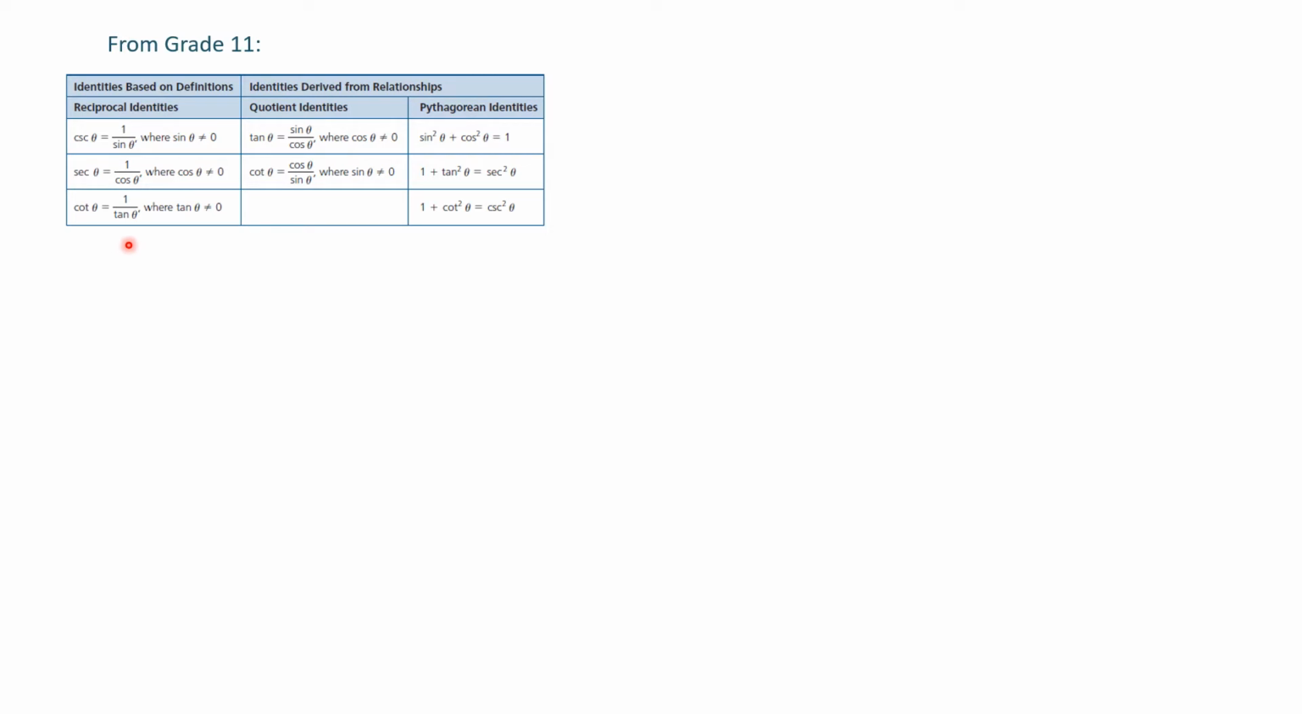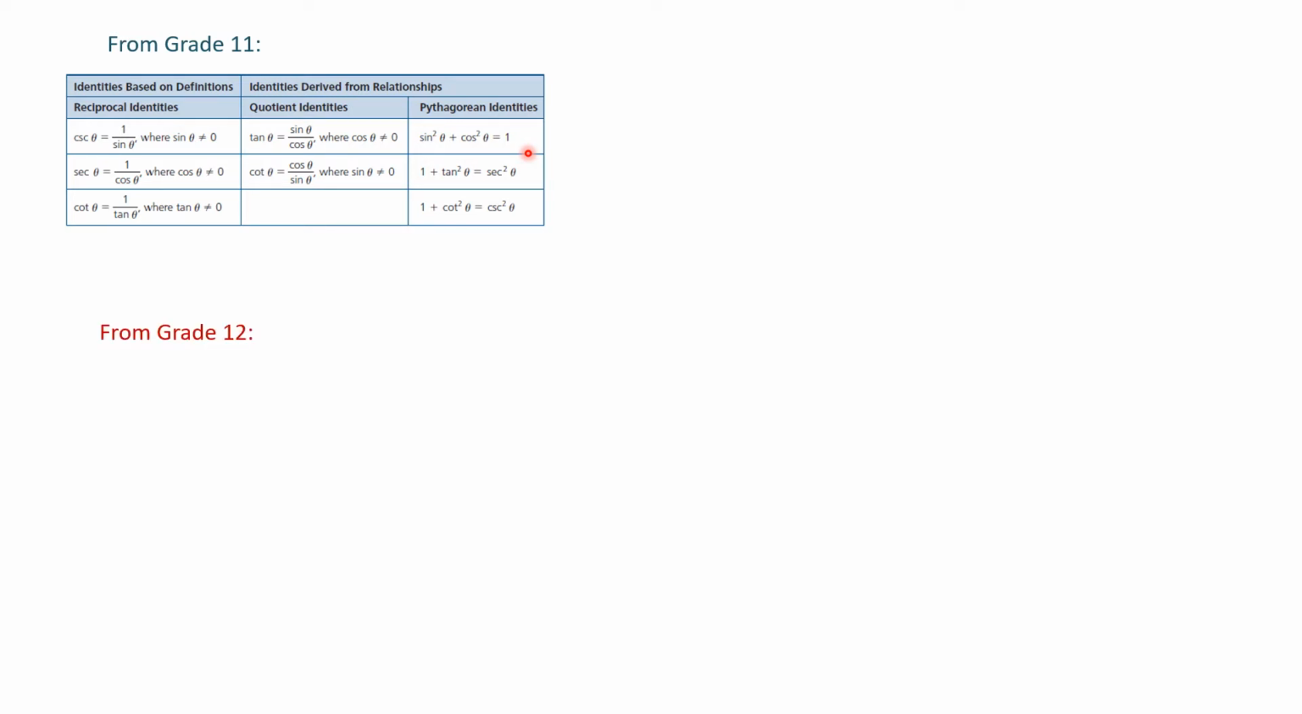Here are some of the identities we learned in grade 11. These are just your reciprocal identities. Cosecant is 1 over sine, all that. This is the quotient identity. The big one's the top one, that tan is equal to sine over cos. That's your main quotient identity. And then the Pythagorean identities are here, the main one being sine squared theta plus cos squared theta equals 1.